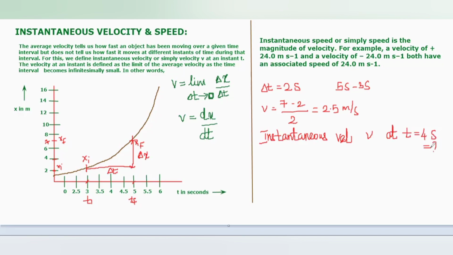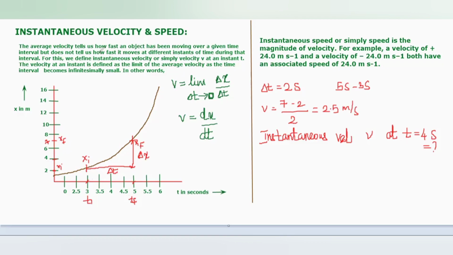What is the value? Here you can see, if you consider a motion, that initial position is 2, final position is 5. It takes a time of 2 seconds, from 3 to 5, to reach from 2 to 7. Then we can calculate the velocity, del x by del t. That is the average velocity, 2.5 meters per second.